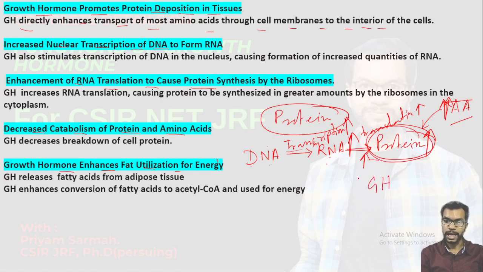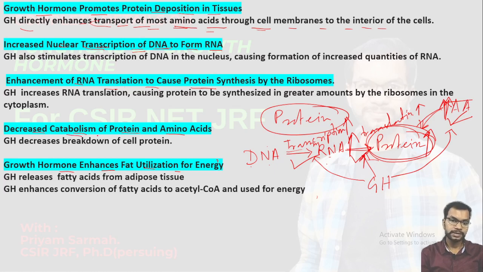So growth hormone does exactly these things. It increases nuclear transcription of DNA to form RNA. Okay, it increases the amount of RNA. Then it enhances RNA translation. Then it enhances the transport of most of the amino acids through the cell membrane, meaning amino acids will increase. So in this way, growth hormone increases the amount of protein in tissue or cell.